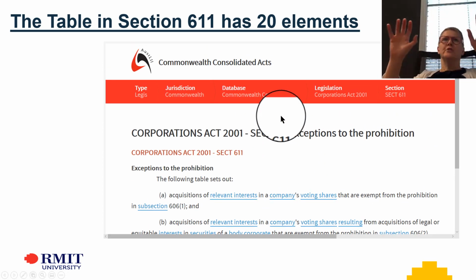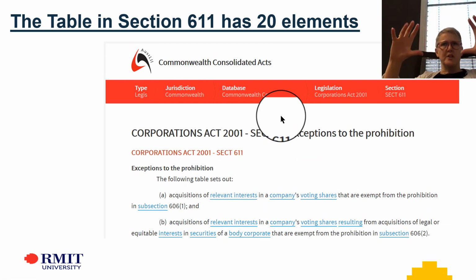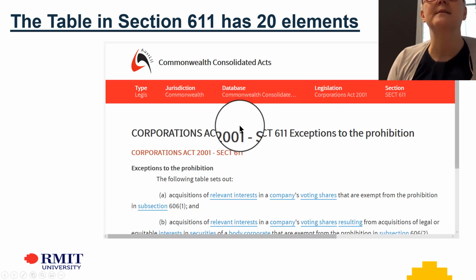So basically 602 provides the actual prohibition and 611 sets out what the exceptions are. And I brought up 611 here.